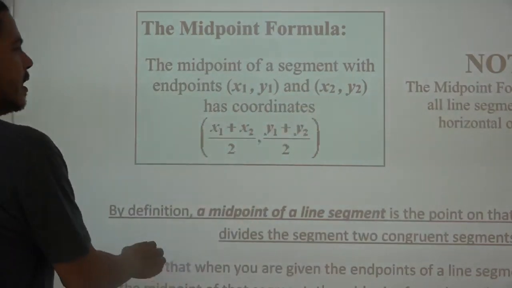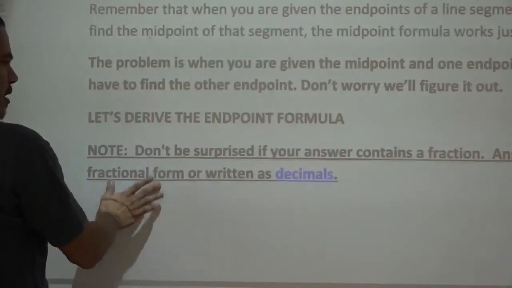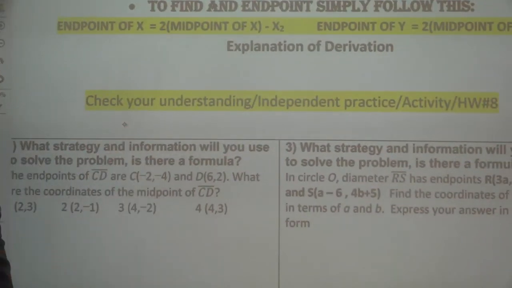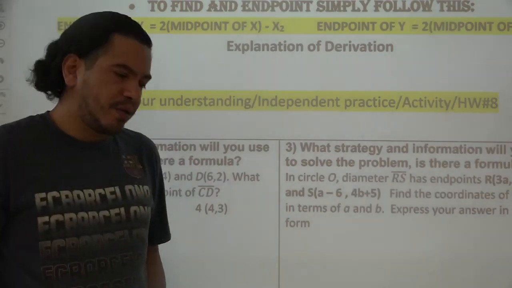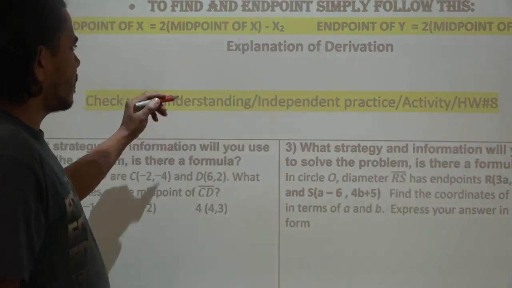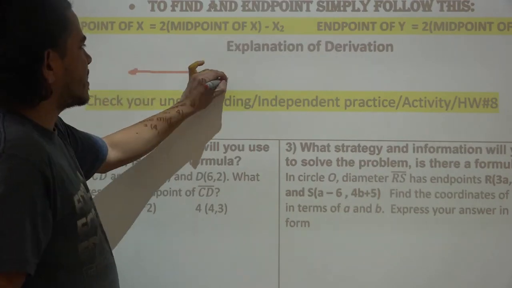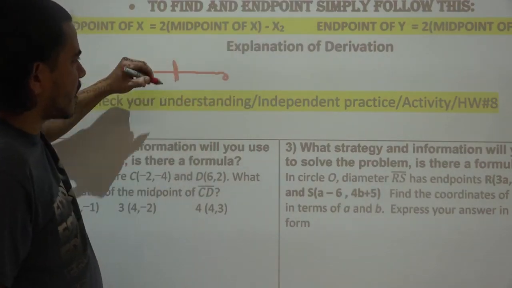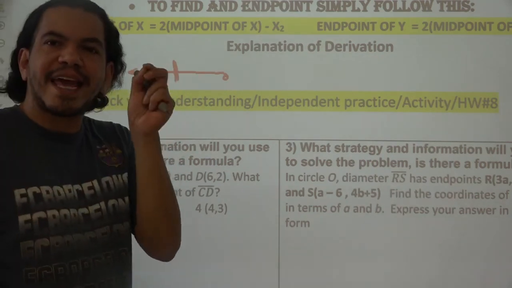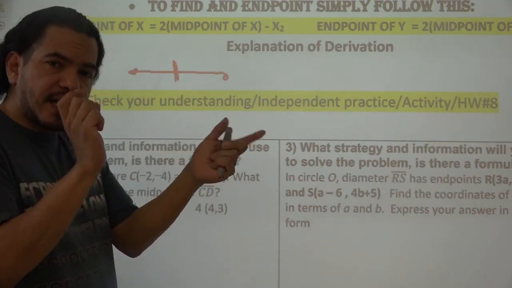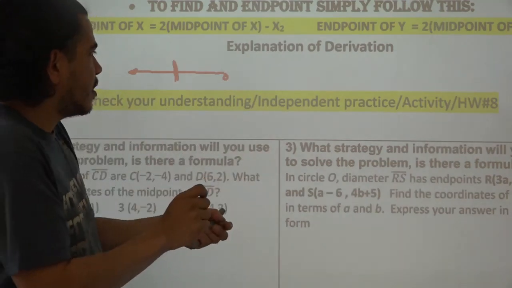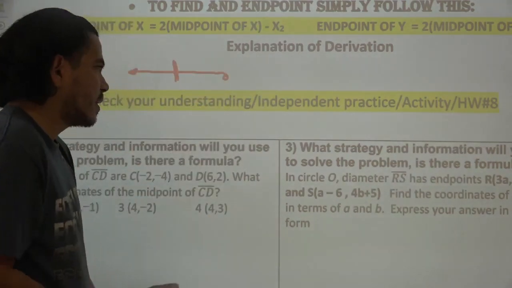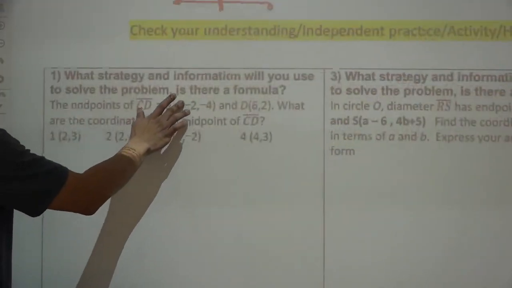Okay, so let's do some work then. Oh yeah, you need to know how to find the endpoint. So what I'm trying to say is the following. You have a line segment right here, and you want to find the midpoint right here. Then you have to find the average of the x's and the average of the y's. You add the x's, divide by 2, you add the y's, divide by 2. Not a problem.